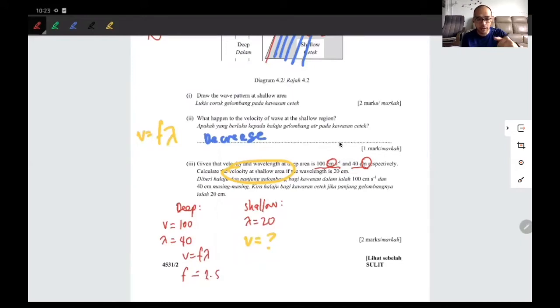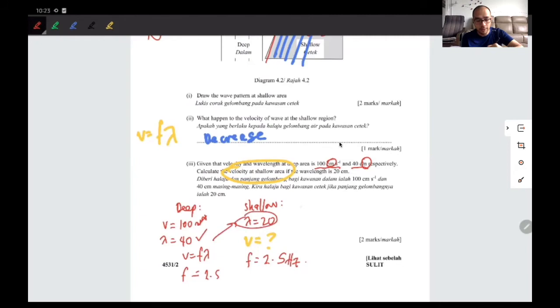Should be 2.5. Therefore, the frequency is 2.5. Because as I said before, the frequency in deep and shallow is the same. The only ones that change are the velocity and the wavelength. Remember, deep wavelength is bigger, shallow wavelength is smaller.